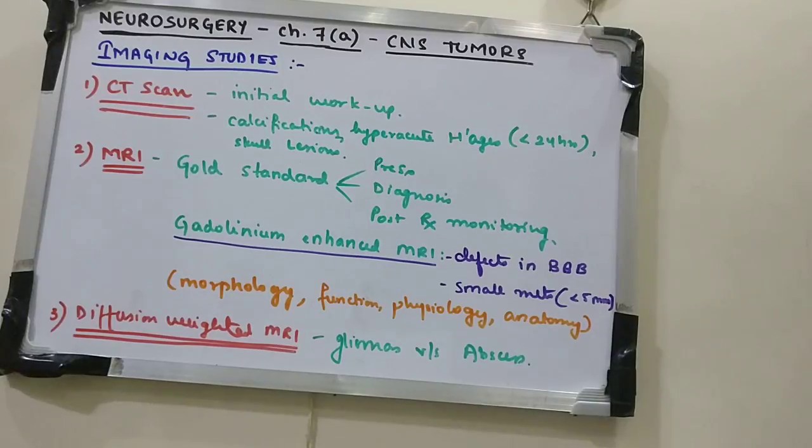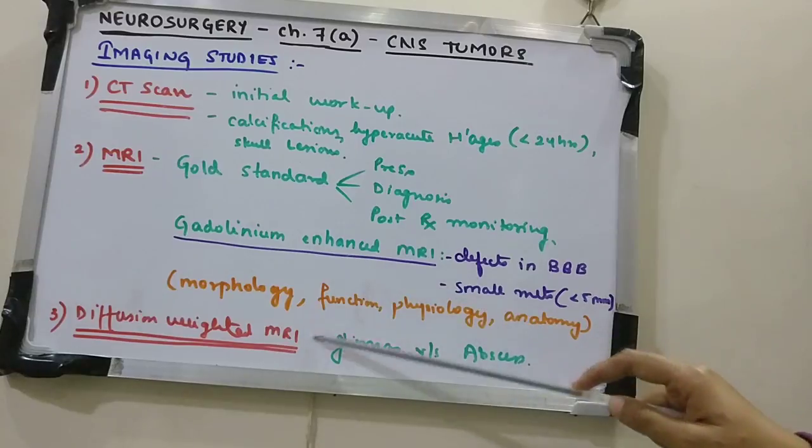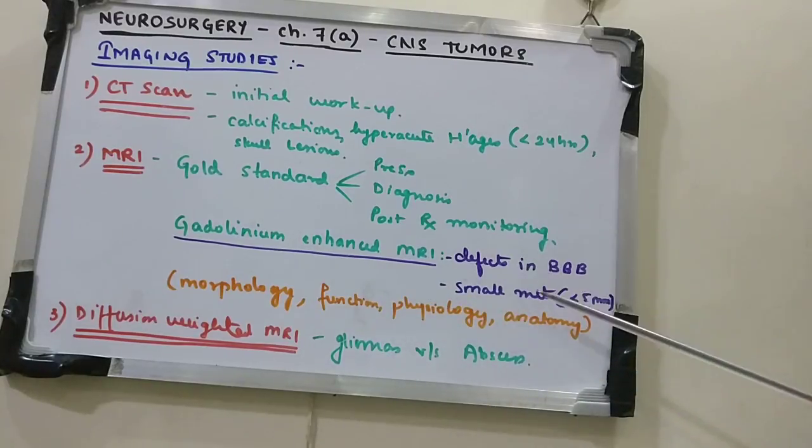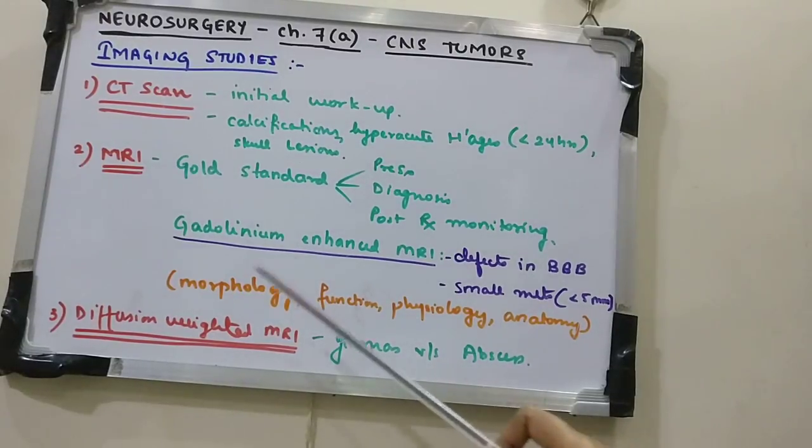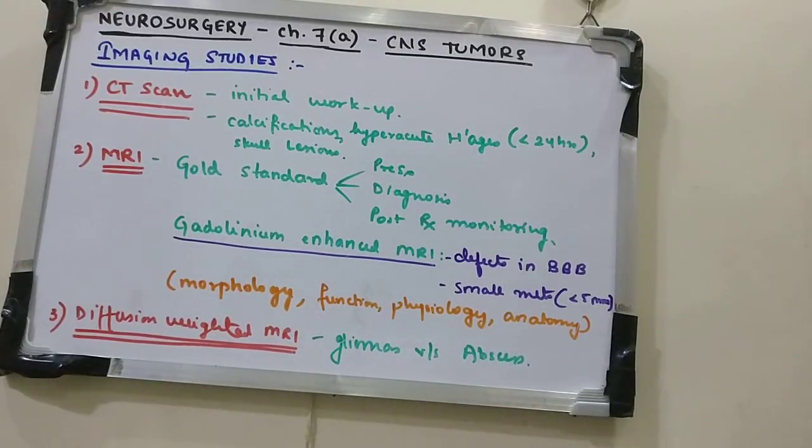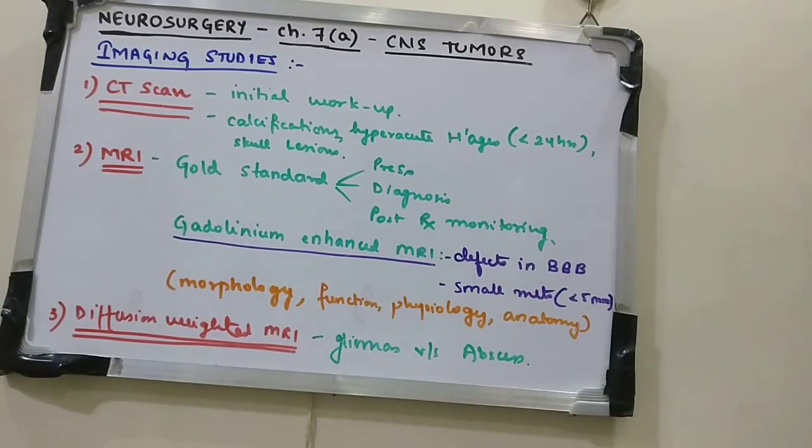Now advances in MRI techniques have evolved from strictly morphology based imaging to a modality that encompasses the function, physiology and anatomy of the brain. So it is not just the morphology of the lesion that helps us. MRI has evolved so much that you can actually assess the functionality of a particular area, like functional MRI, physiology, anatomy and all.